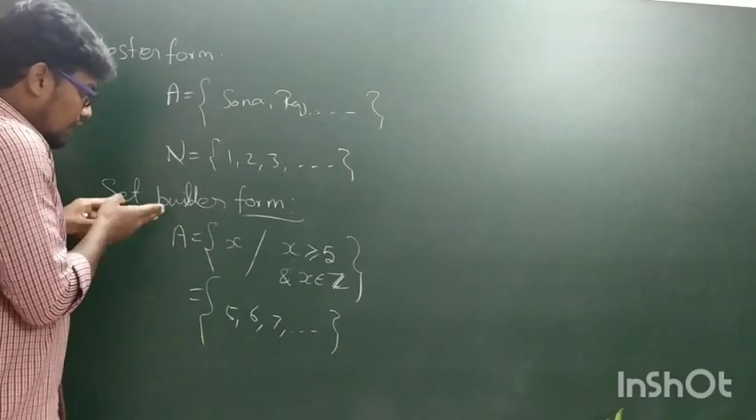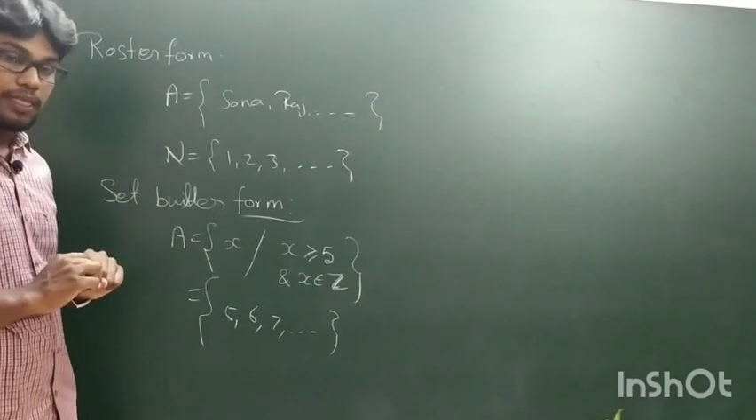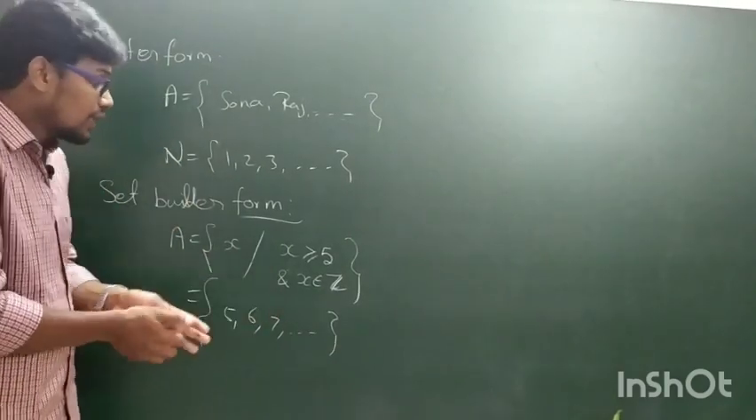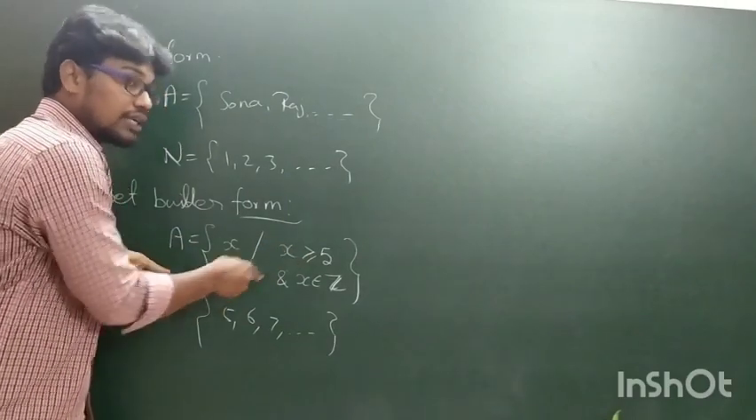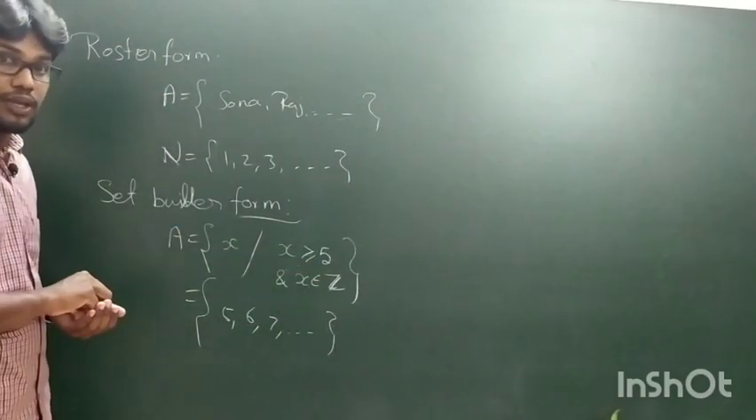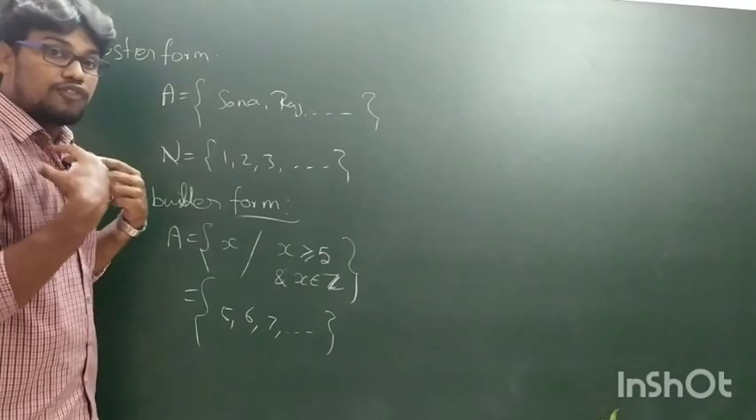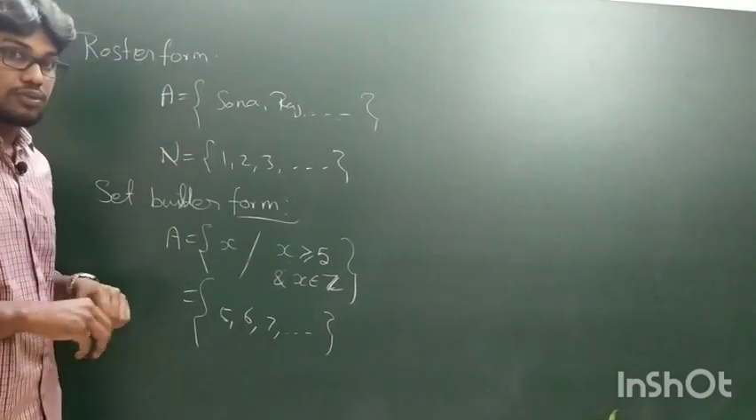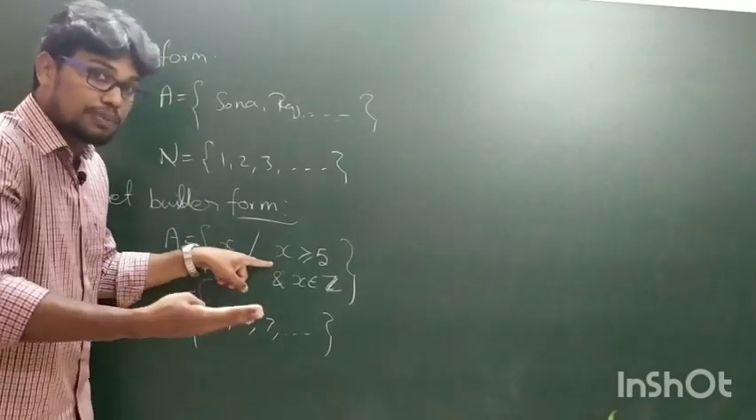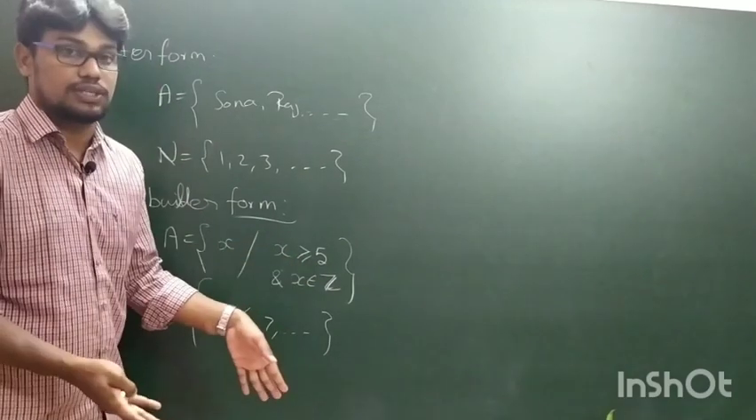I say 10 belongs to A. It implies 10 is actually greater than 5 and 10 is actually an integer. I say 50 belongs to this set. So that implies 50 is greater than or equal to 5 and 50 is an integer.